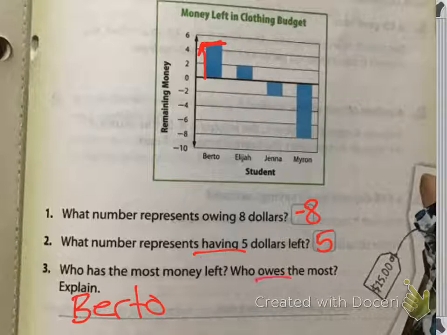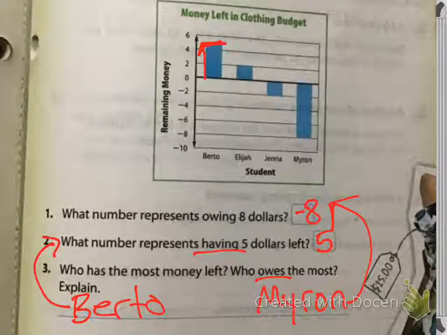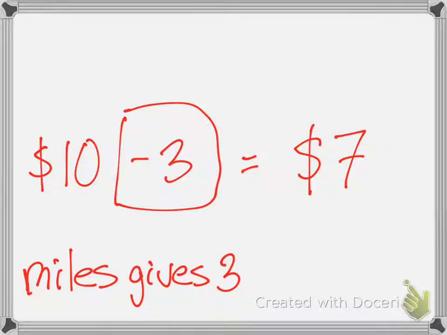So who owes the most? Andrew? Myron. And how much does he owe? Yeah, he owes that $8, and Berto has that $5. So basically, if I have $10, but I owe Miles $3, I have to give him that money back. It's a subtraction problem. That's why we can just look at this individual part of it and see the -3.